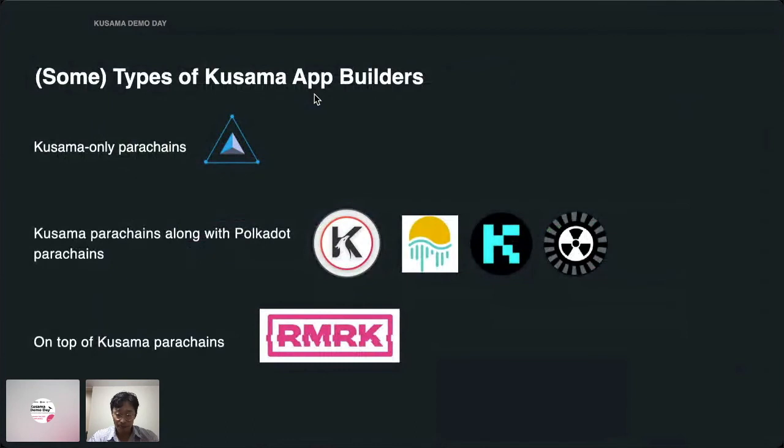To further divide up some popular types of Kusama application builders that we see right now, there are three really notable types. One is the builder that's primarily building Kusama-only parachains. These are parachains that aren't necessarily, at least for the foreseeable future, targeting the Polkadot ecosystem, but for various reasons only target the Kusama ecosystem.